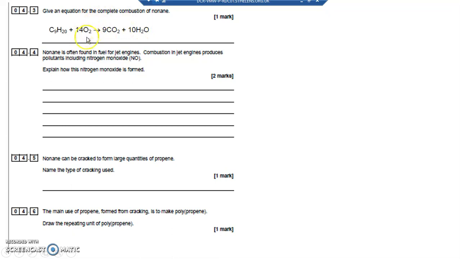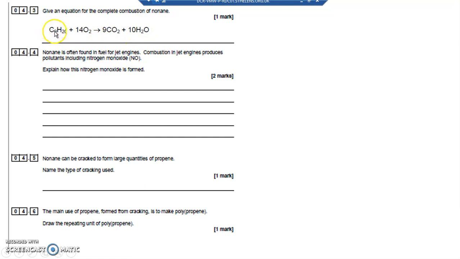Incomplete combustion is when there isn't a plentiful supply of oxygen, there's not enough oxygen, and in that case you would get carbon monoxide and water, or even carbon and water. But in this case we know there's complete combustion, a plentiful supply of oxygen, which makes carbon dioxide and water.